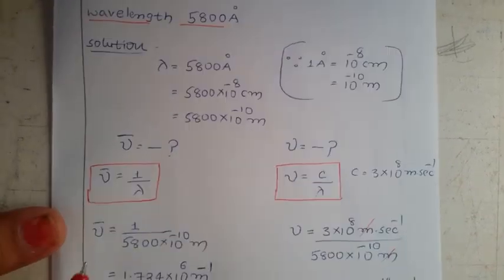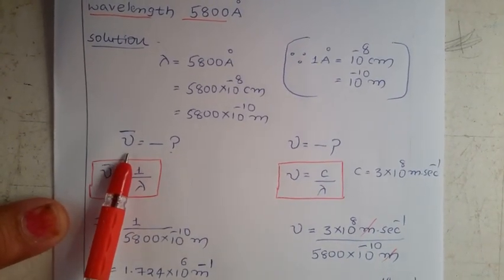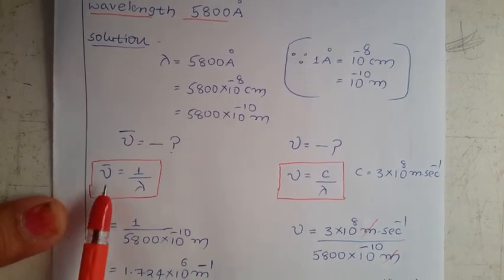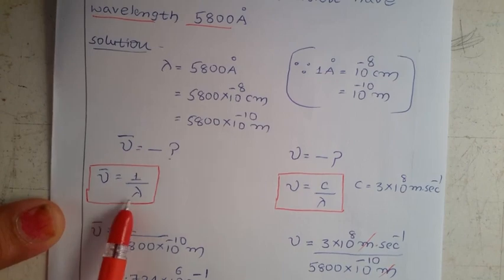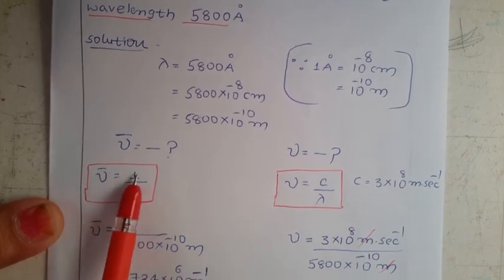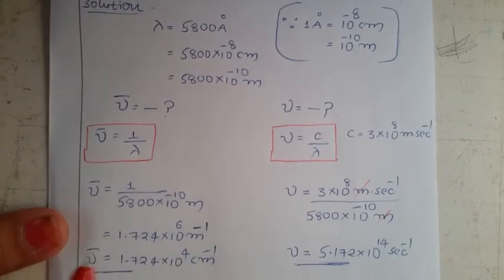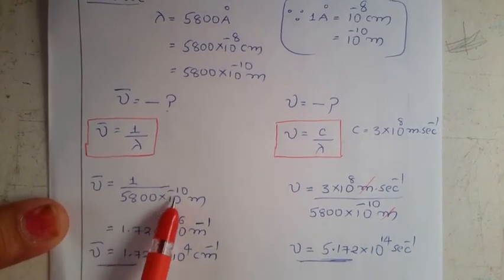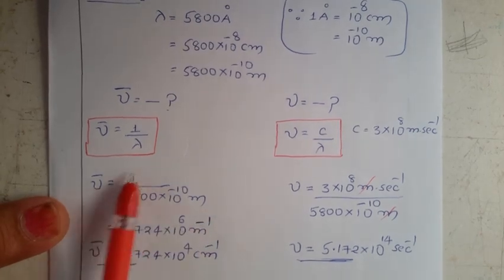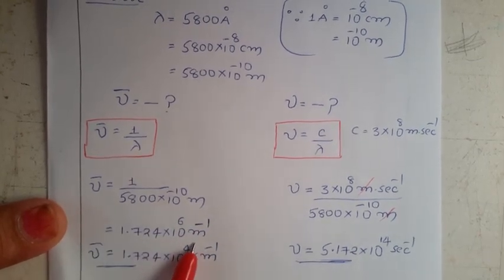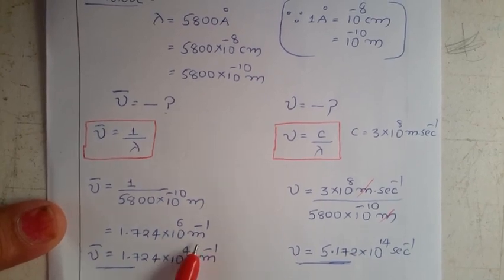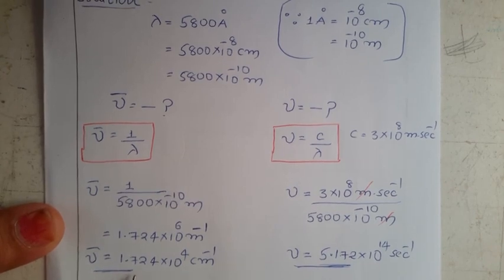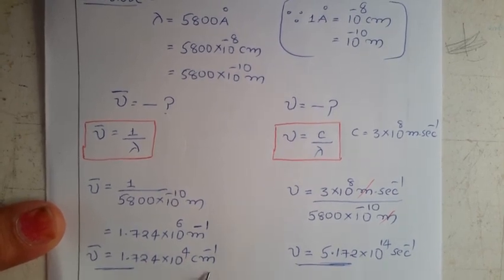Now first, to calculate the wave number. What is the relation between the wave number and lambda? We discussed already: the wave number is the inverse of lambda. So mu bar equals 1 by lambda. Now substitute the value of lambda: mu bar equals 1 by 5800 × 10^-10 meters. On simplification, we get meter inverse. If you want it in centimeters, the value of mu bar equals 1.724 × 10^4 centimeter inverse.